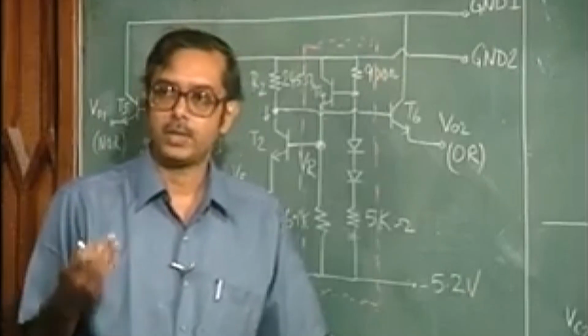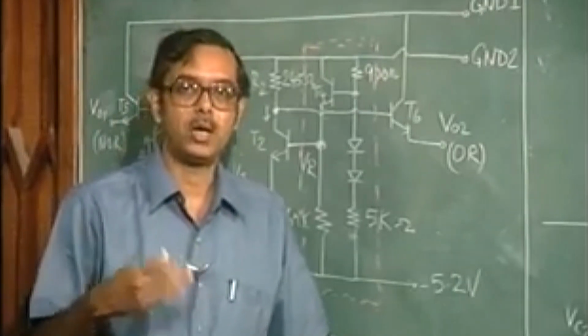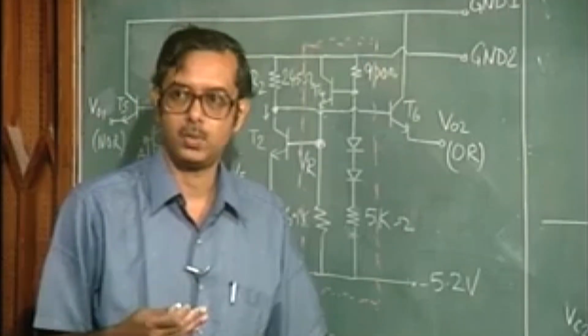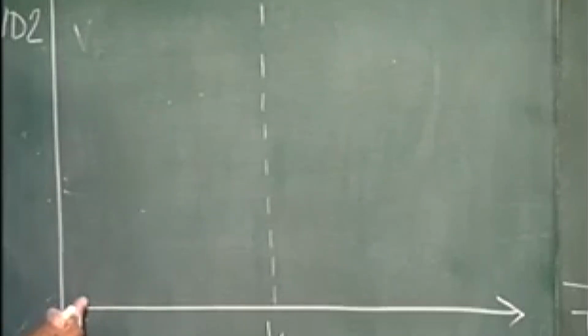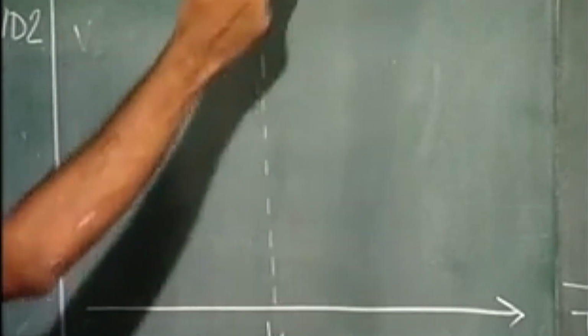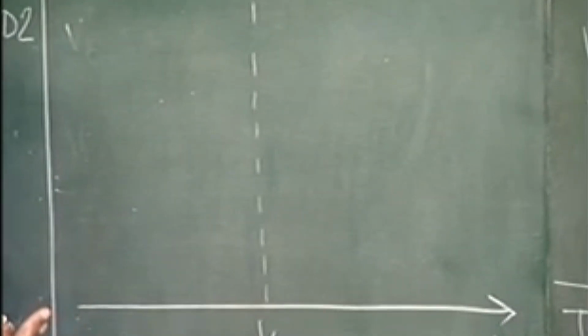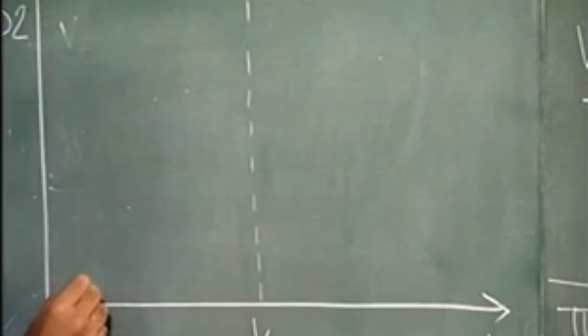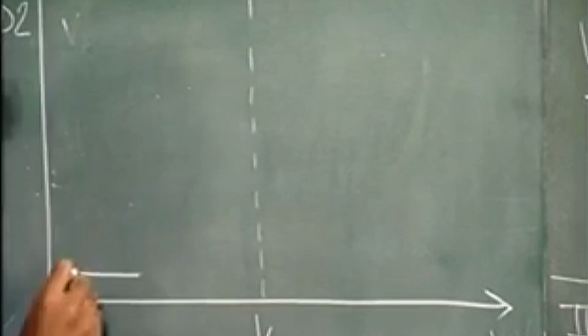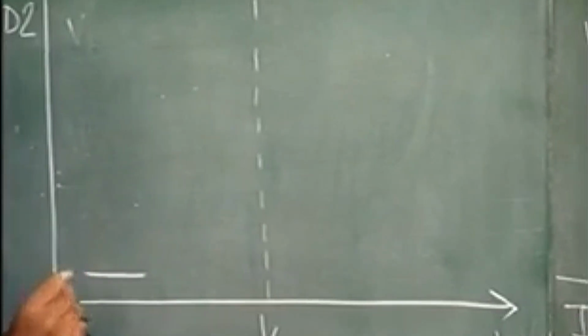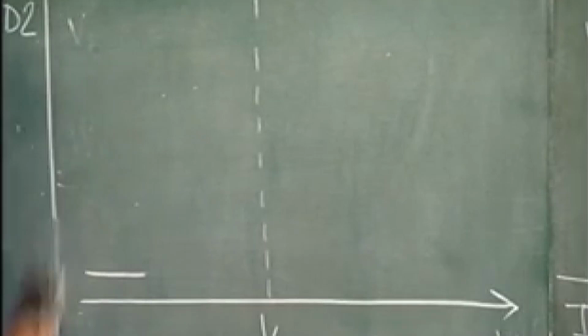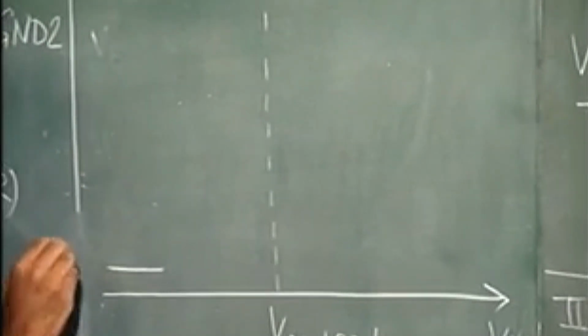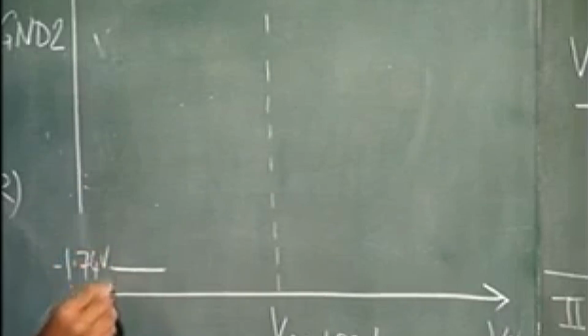Now, for the OR output, when the input is low, output is also low. So, when the input is low, the output should also be low, and then it goes high. So, when the input is low, what is the output voltage? That is equal to logic low, minus 1.74 volts, correct. So, this is going to be minus 1.74 volts.